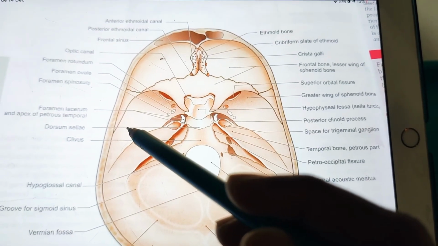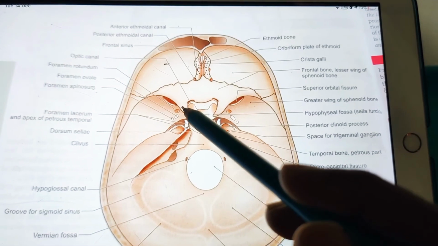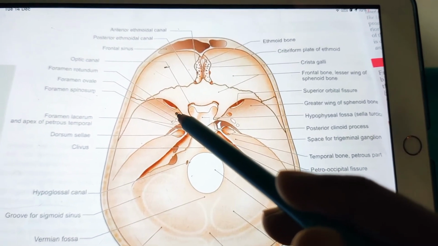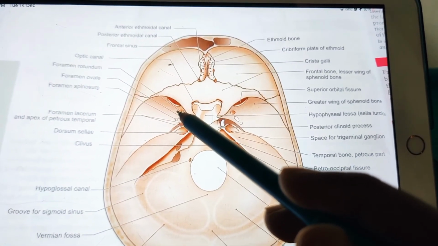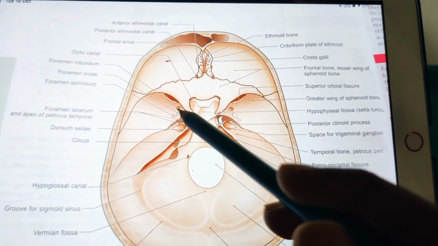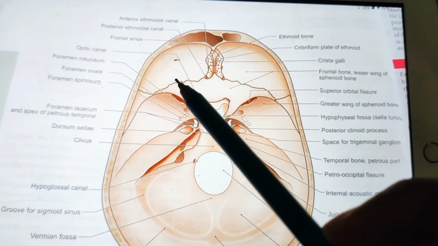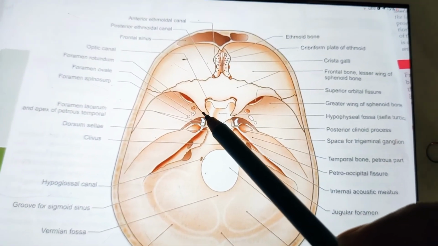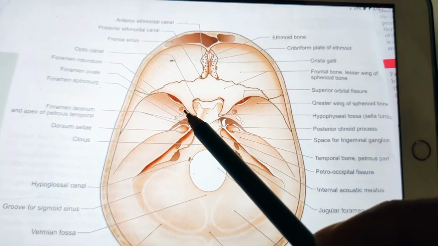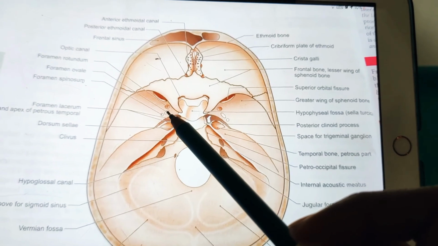Now coming to the greater wing, you can see this is all the greater wing of sphenoid. The greater wing of sphenoid presents with a foramen rotundum. You can see here, this is a foramen rotundum. It leads anteriorly to the pterygopalatine fossa containing the pterygopalatine ganglion. Then the foramen ovale. Foramen ovale lies posterolateral to the foramen rotundum and lateral to the lingula. It leads inferiorly to the infratemporal fossa.